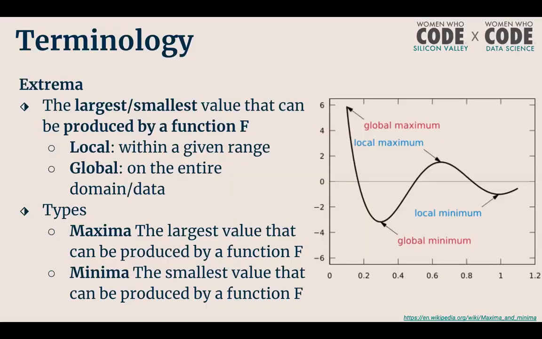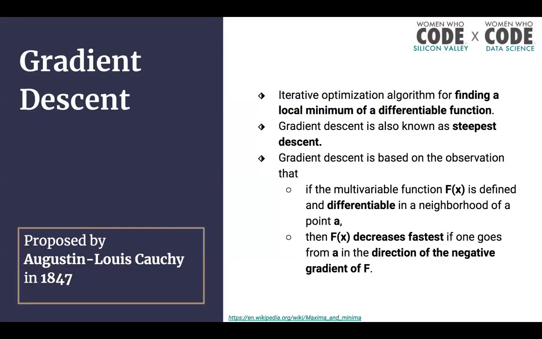Okay, so I'm going to be moving into gradient descent. This is a very interesting topic, which I'm excited to share with you all. So gradient descent is something that was proposed in 1847, if you can believe it. It's been around for the longest time, and it was proposed by Cauchy.